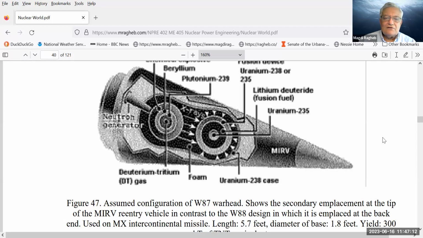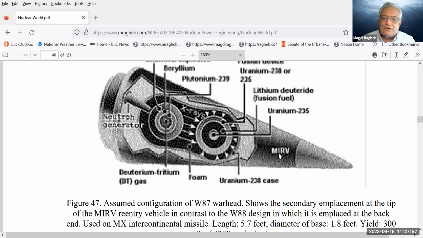Other than the Ulam-Teller configuration, there came a new configuration that looks like a peanut. That peanut configuration has a fission device, say uranium-235 or plutonium-239, exploded on one side of the peanut shape. The radiation generated as X-rays would compress a fusion device on the other side containing lithium deuteride. Now it's not lithium-6 deuteride anymore. The secret is basically out, like the Aladdin device.